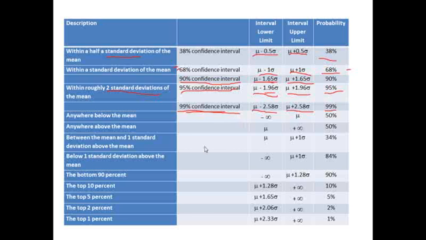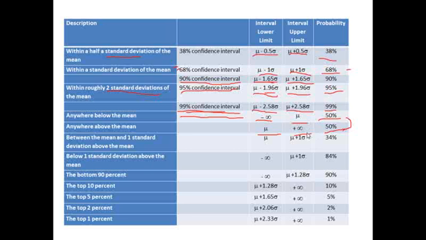Other handy numbers to know: the probability of anywhere below the mean, or from negative infinity up to mu, the average, is 50%. Of course, half the time I'm below the average, and half the time I'm above the average. 50% of the time I'm between the average and positive infinity. I mean, the average is the average. On a normal distribution, half the time you're going to be below the arithmetic average, half the time you'll be above it.